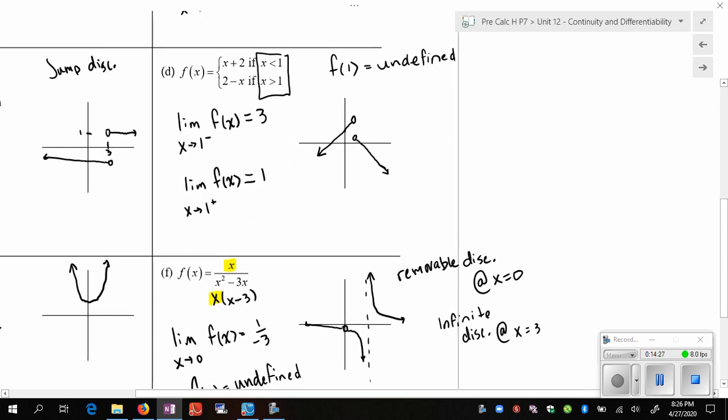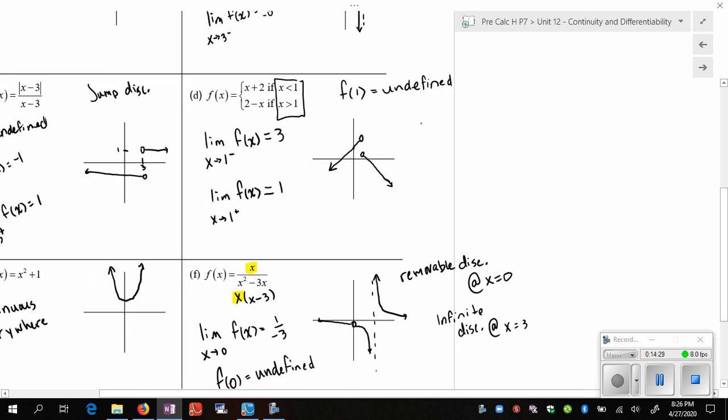I never actually answered part D here. That was a jump discontinuity. And I talked about that. I was pretty sure that that's what it's going to be.